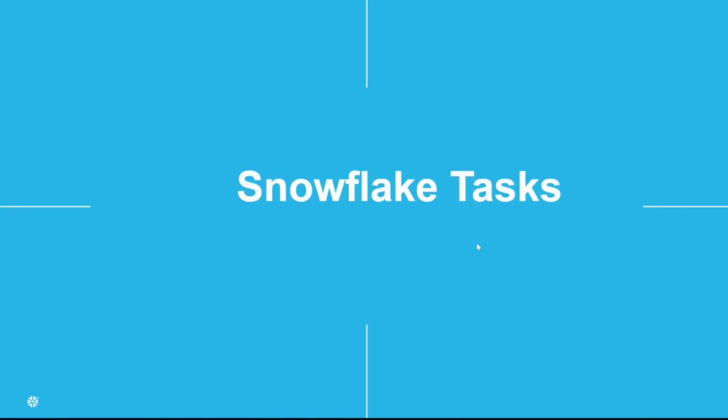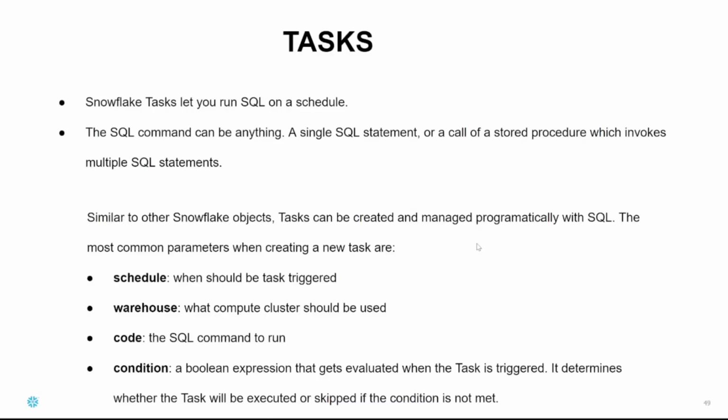So in this video, we are going to talk about the tasks in Snowflake. Snowflake tasks let you run a SQL query on a schedule. So if you want to run SQL queries on a schedule, you can use the functionality of task in Snowflake. And the SQL command can be anything. You can execute a single SQL statement, or you can call a stored procedure, which is nothing but a combination of multiple SQL statements.